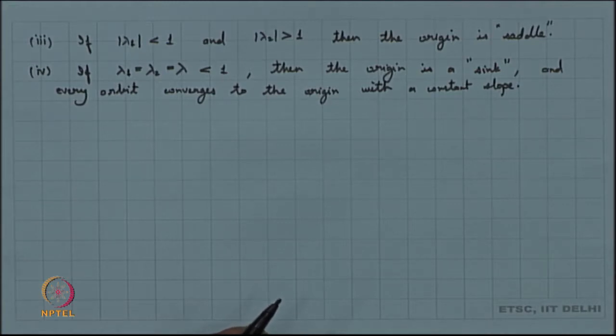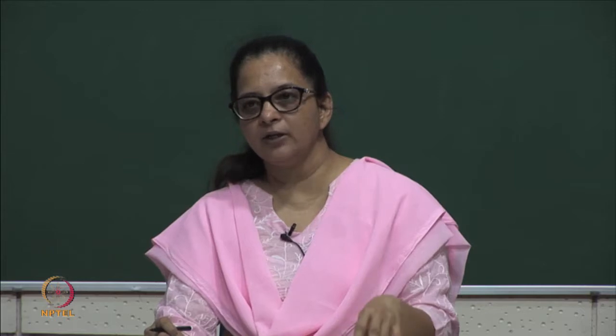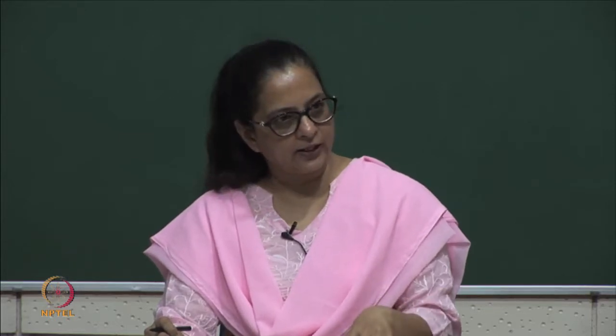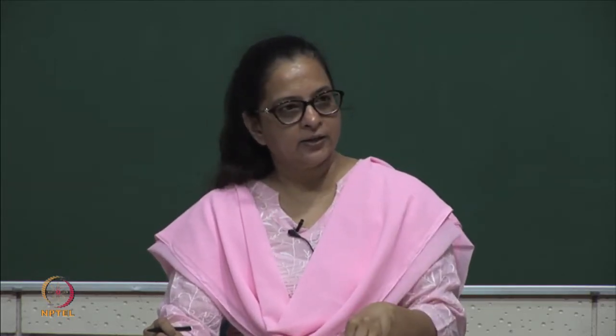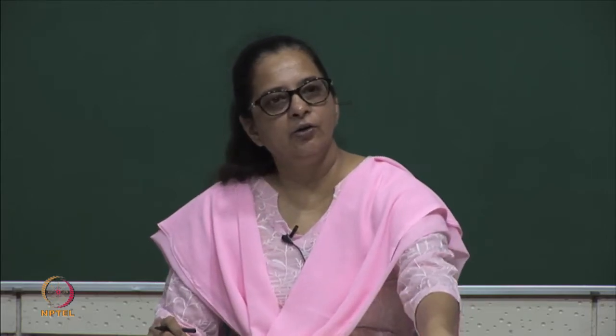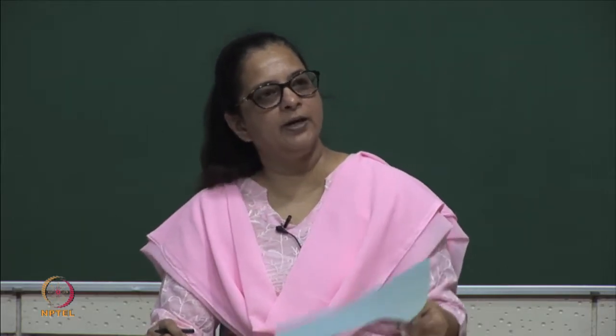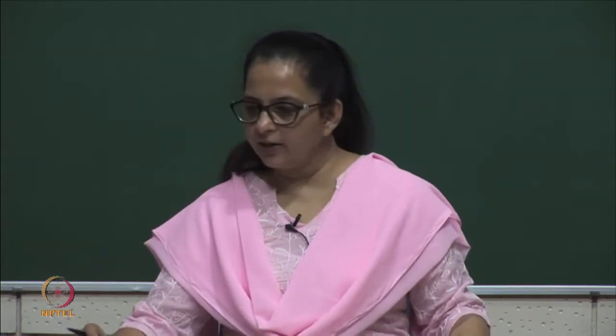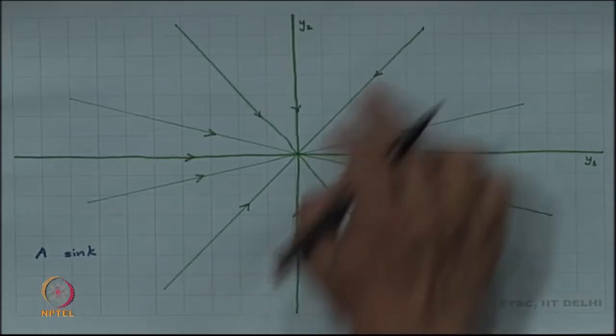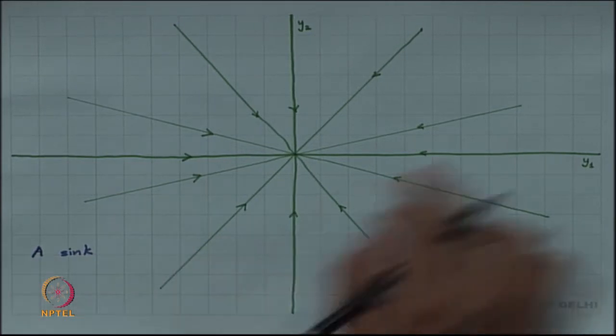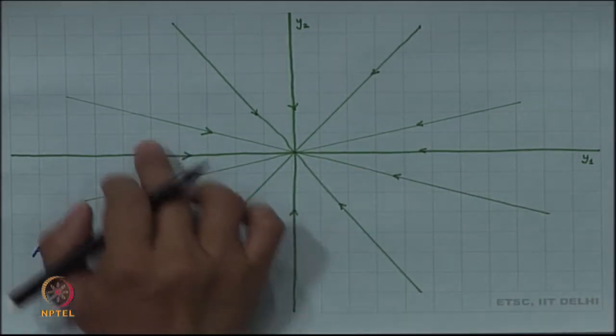Now what happens to both the eigenvectors? We know that both the eigenvectors have the same eigenvalue, so they are both contracting, equally contracting. Since they are equally contracting, if you start with any orbit at any place, it will be converging to the origin, but it is going to converge to the origin with a constant slope. So, everything converges to the origin with a constant slope.